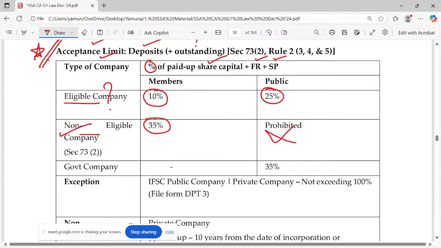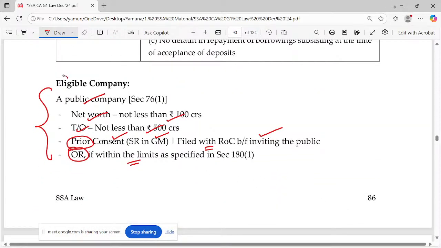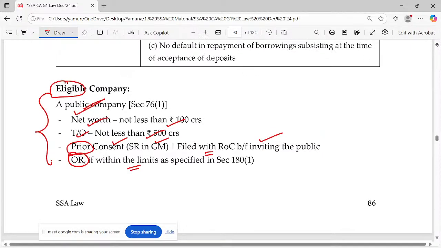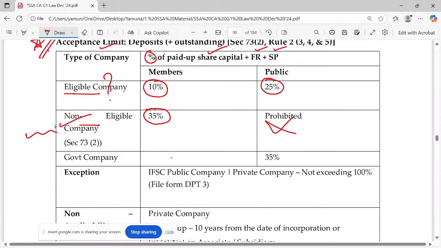For example, if you go for a private company, in the eligible company the first condition, is it mentioned as a public company? So what's mentioned here? For a company to be an eligible company, first of all, it should be a public company. So when you say it's a private company, it will fall directly under this non-eligible case. So members can be 35%, public is just the opposite, prohibited. So overall, if you count these two values, how much do you get? It depends on from whom you are collecting: 10% or 25%, or 35%.